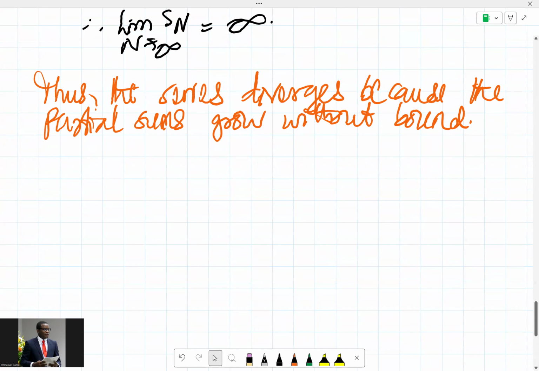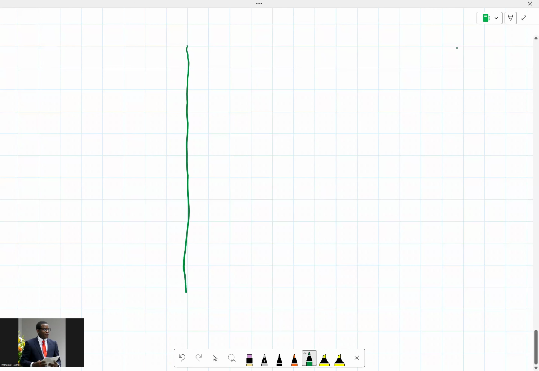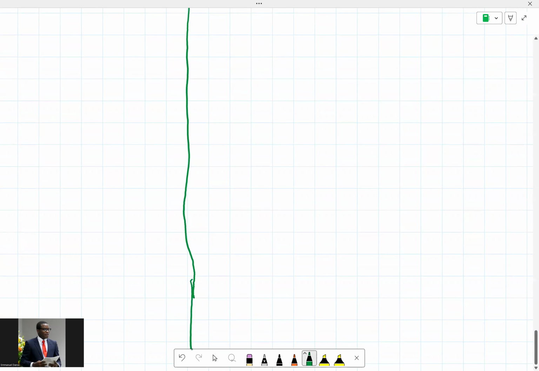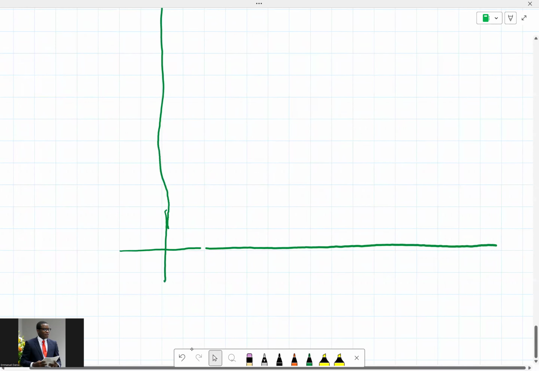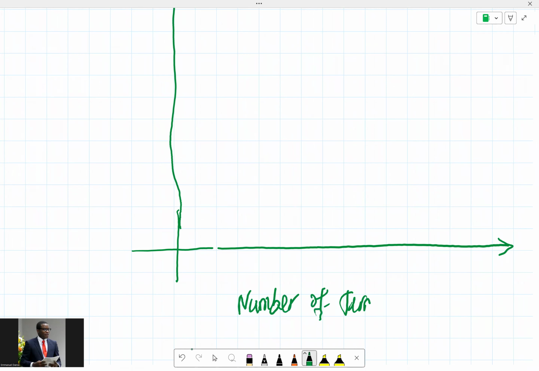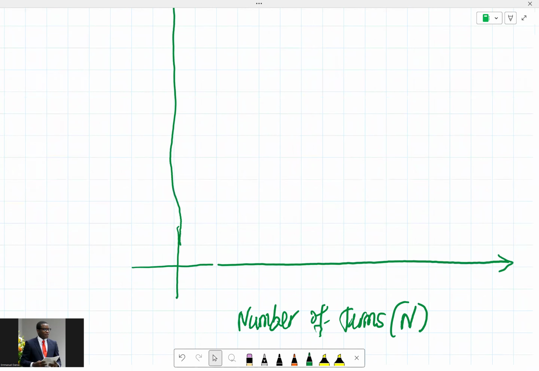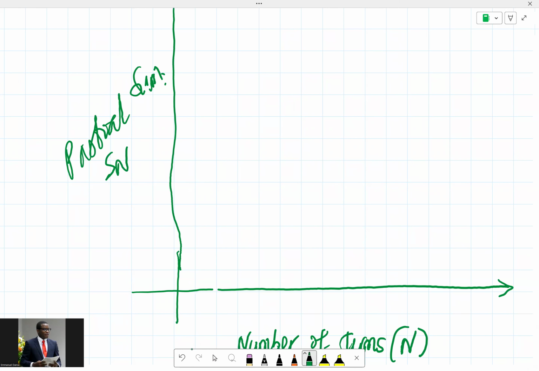So imagine we have this kind of graph. It's still wobbly, but thankfully the graph is to scale, so we are good to go. On this side, we are going to have the number of terms, which is n. And on this other side, we have the partial sum, which is Sn.